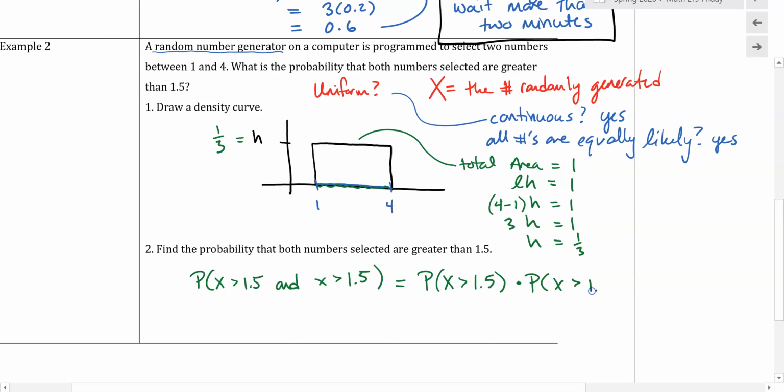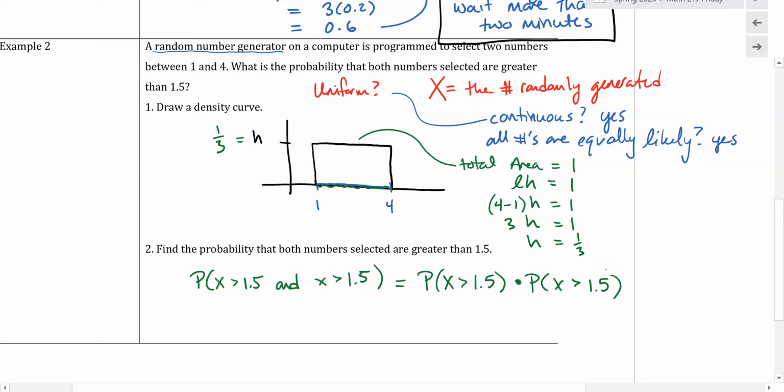And because these things are all equally likely to occur, this second one isn't some sort of conditional probability. It's not like I pulled a marble out of the bag and left it out, therefore affecting the probability of the second one occurring. Every time you hit go on this random number generator, we can safely assume that every number is equally likely to occur. So the fact that my first number was bigger than 1.5 shouldn't have an impact on whether or not the next number is bigger than 1.5.